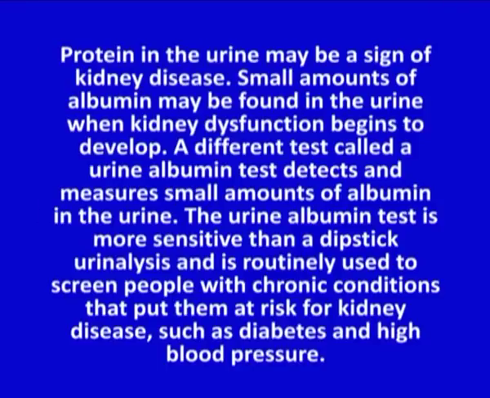Protein in the urine may be a sign of kidney disease. Small amounts of albumin may be found in the urine when kidney dysfunction begins to develop. A different test called a urine albumin test detects and measures small amounts of albumin in the urine. The urine albumin test is more sensitive than a dipstick urinalysis and is routinely used to screen people with chronic conditions that put them at risk for kidney disease, such as diabetes and high blood pressure.